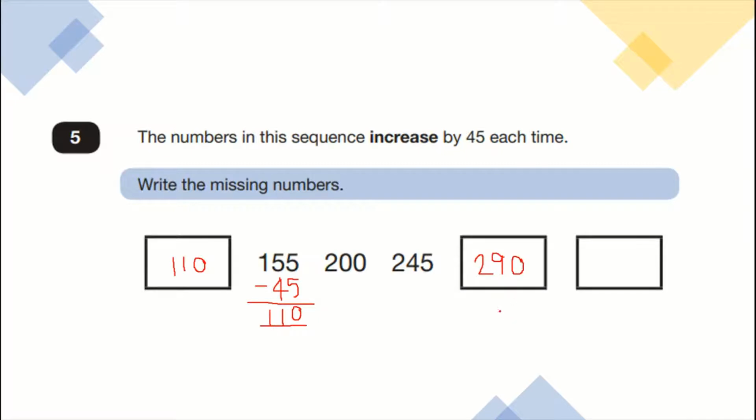Now we're going to add another 45 to it, so I'm going to use a column method for this. 5 plus 0 is 5. 9 plus 4 is 13. 2 plus nothing plus 1 is 3. 335.